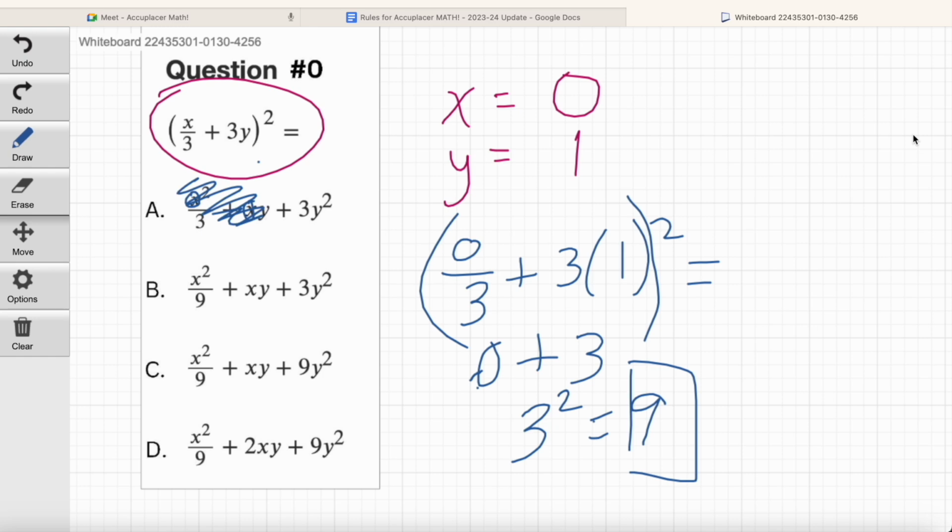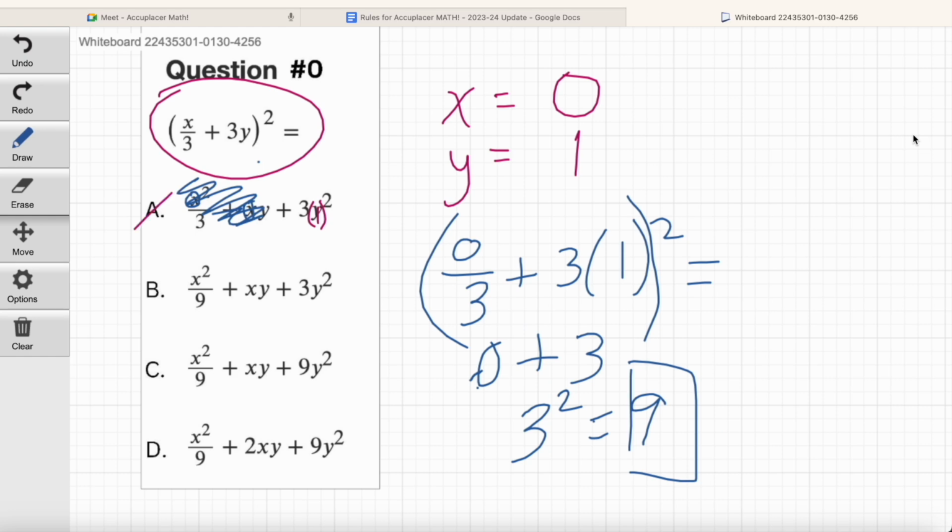And then if we're plugging in a 1 for y in answer choice A, we'll get 3 times 1 squared. Do you see that? Yes. And what's 3 times 1 squared? 1 squared is just 1, right? So 3 times 1 is 3, not 9. Does that make sense? Yes. So it's not going to be A.